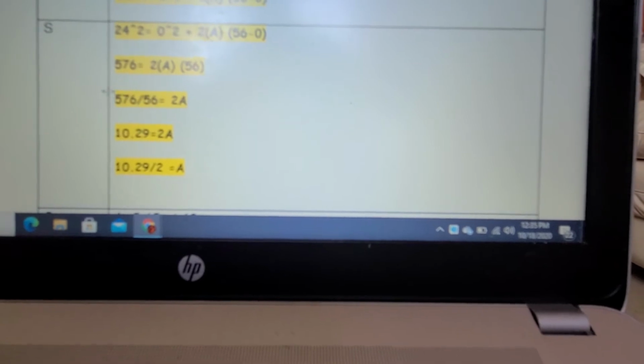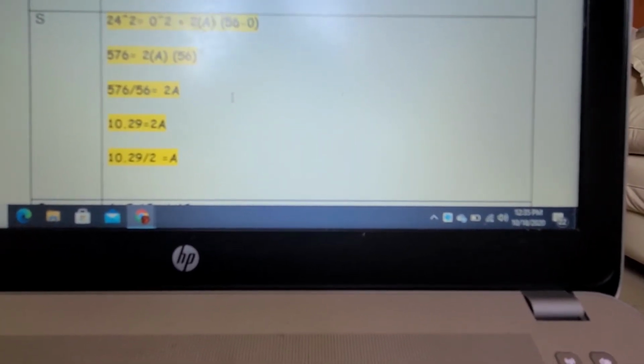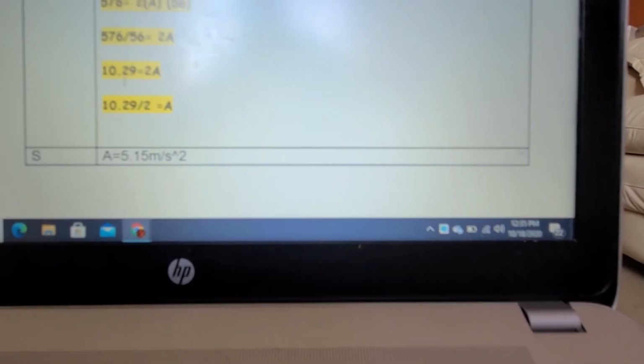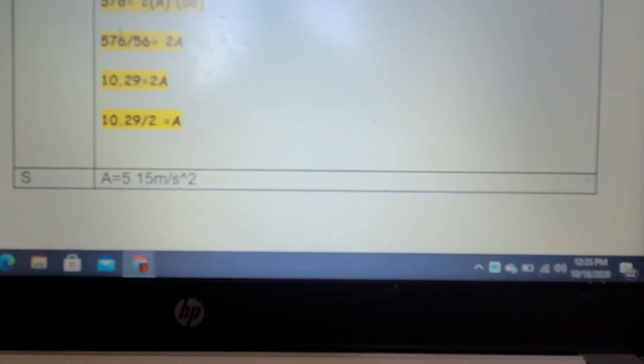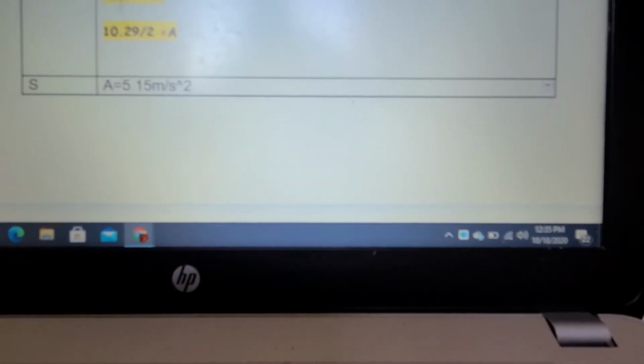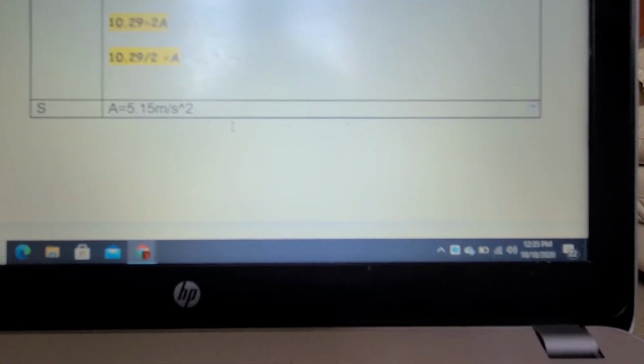Once you have that, you divide 576 by 56 and that equals 2a. You should receive 10.29 once you divide these two numbers together, equals 2a. Then you divide that answer by 2, where a will equal 5.15 meters per second squared.